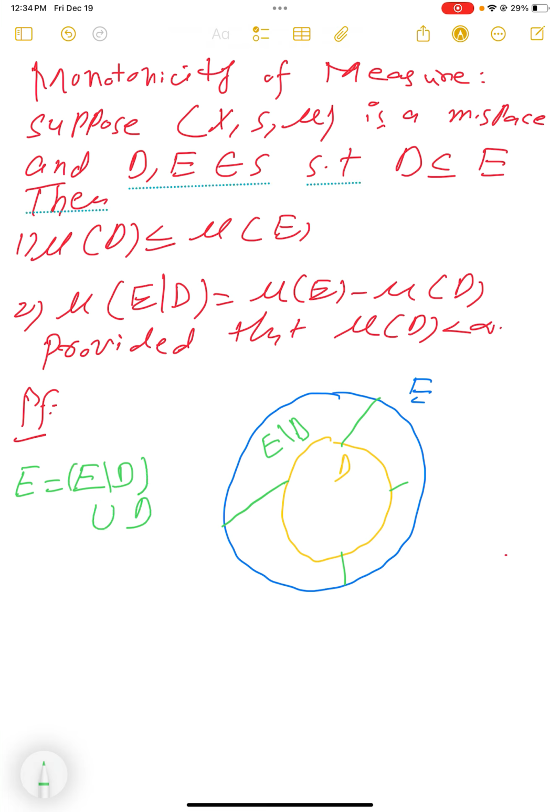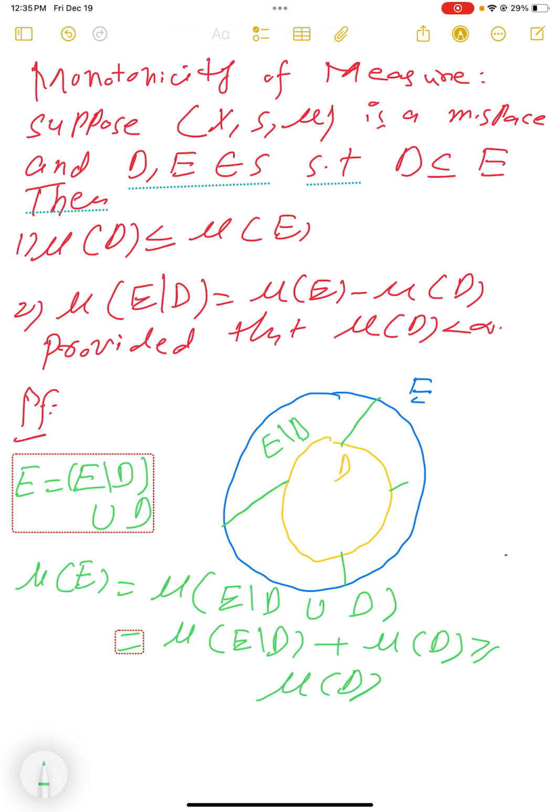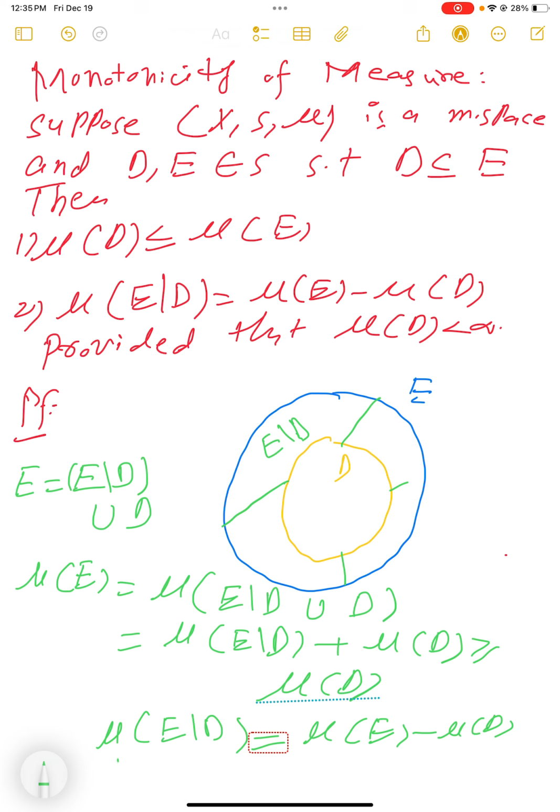And they are disjoint. Now if they are disjoint, we can go ahead and use the second property of measure, which says that the measure of E, since E is E difference D union D, and they are disjoint, by the second property is the measure of E difference D plus the measure of D, and this is greater than or equal to the measure of D. Hence we are done, that the measure of D is less than or equal to the measure of E whenever D is a subset of E. Also, if we forget about the inequality, from the equality we can clearly see that the measure of E difference D is the measure of E minus the measure of D, but we assume that the measure of D should be finite.